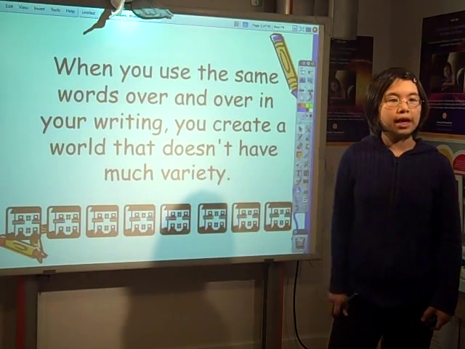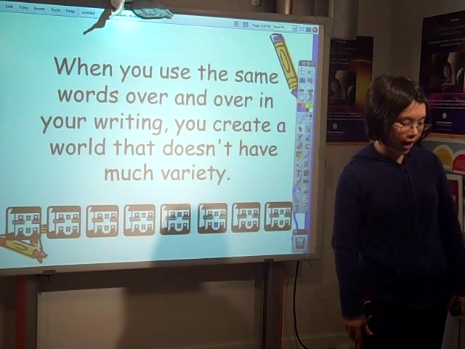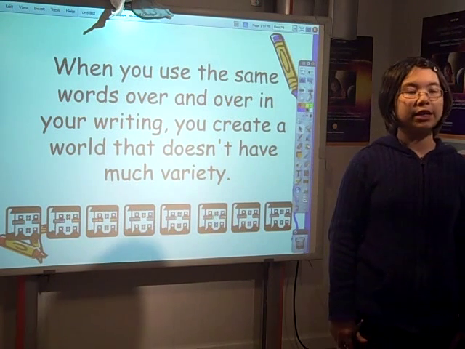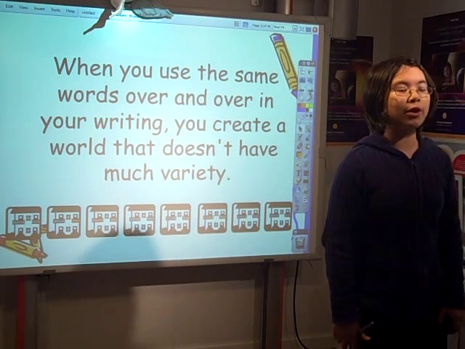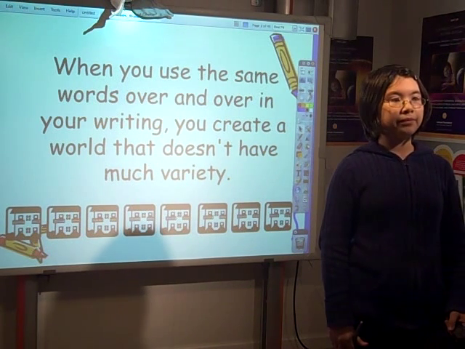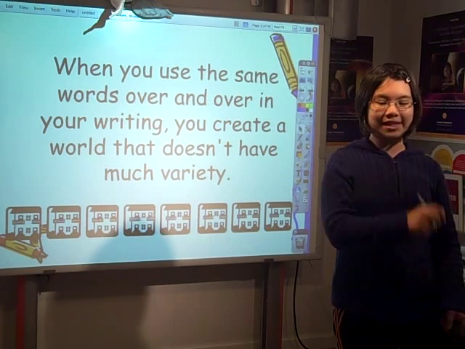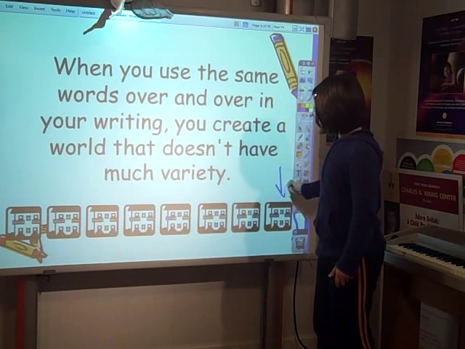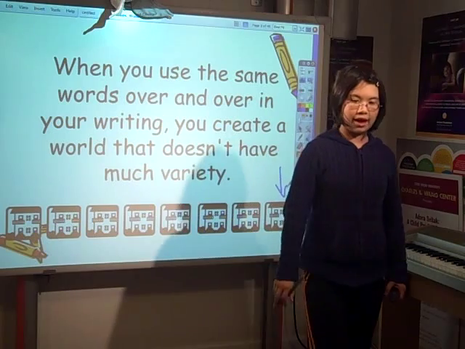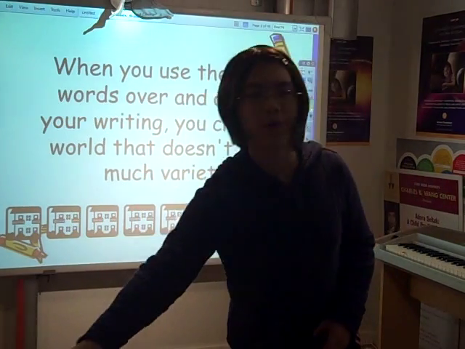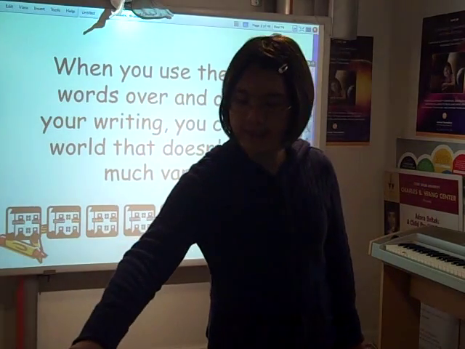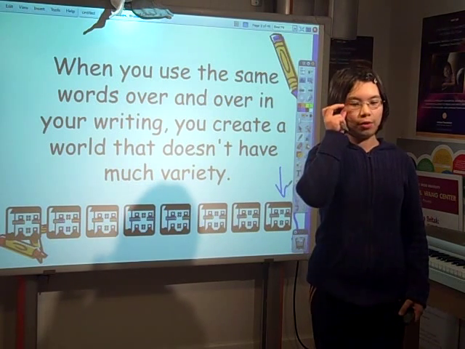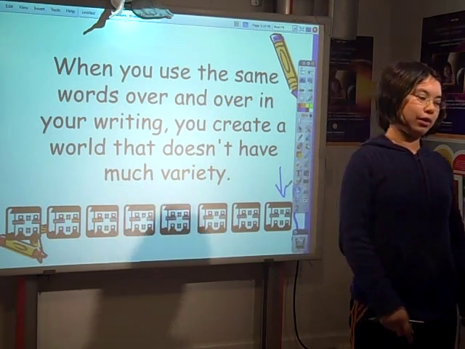So when you use the same words over and over in your writing, you create a world that doesn't have much variety. So imagine a world where everything looked and sounded the same. Do you think it would get boring after a while? Yes, probably so. If every single apartment building looked like this, or if every single book looked like this, or if every single room looked like this, things would probably get boring. There wouldn't be anything new. If there was only one flavor of ice cream, that would not be good.